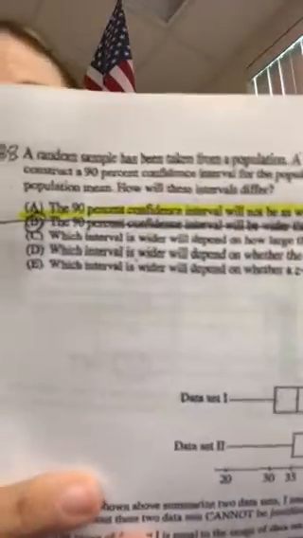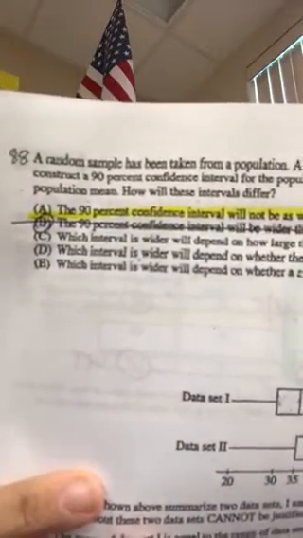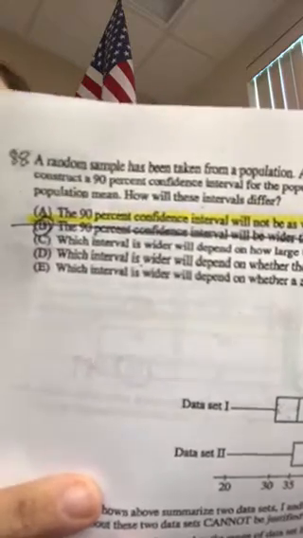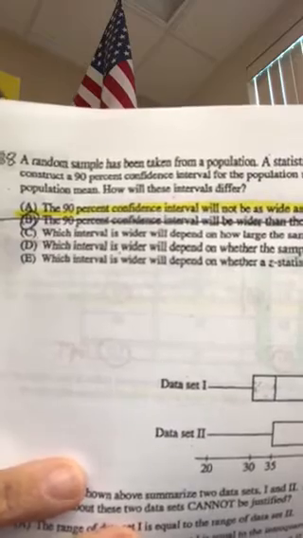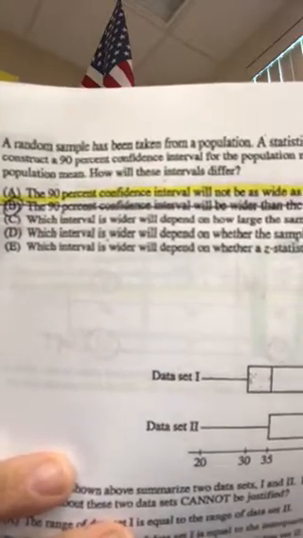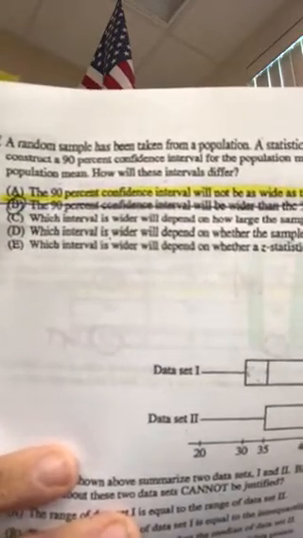88. Let's take a look. It says, we did a random sample, and we're trying to decide what the difference is between a 90% confidence interval and a 95% confidence interval. So I took the following notes.